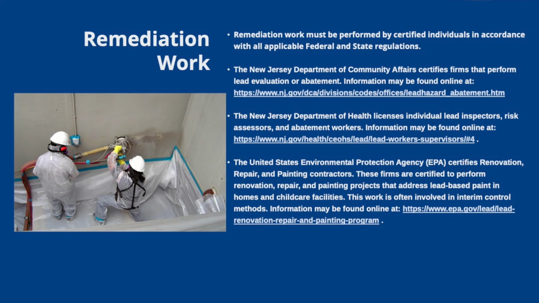The third leg to this is that the United States Environmental Protection Agency also certifies renovation, repair, and painting contractors. These firms are certified to perform renovation, repair, and painting work, just as it sounds, that address lead-based paint in homes and childcare facilities. So this work is often involved in interim controls. So if there are interim controls being undertaken in a structure and a contractor is responsible for it, that contractor has to have an RRP certification. That information is also available online.